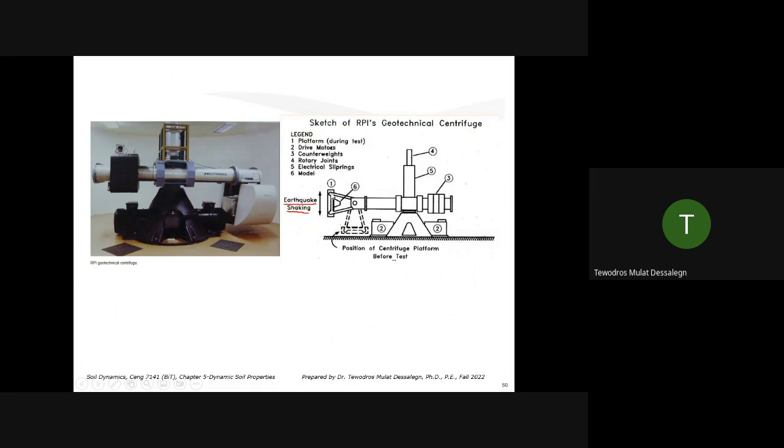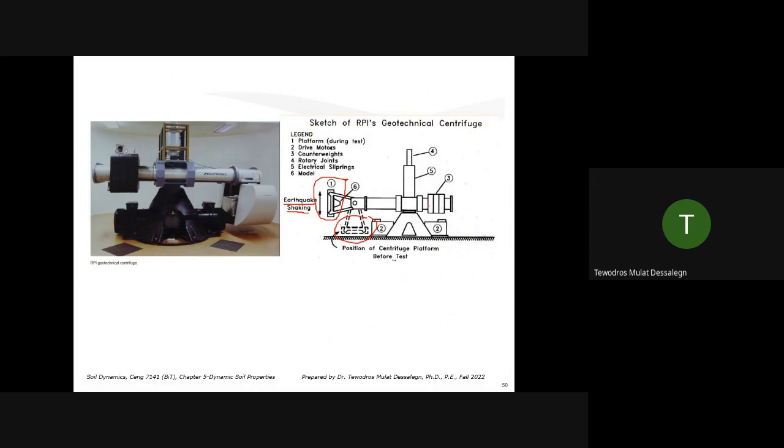So the idea of what it does: you see here the model and platform during the test. The model gets in here. Once you have your calibration and everything, you put the sample here. And when it spins, this gets into this position. It's loose, like a hinge joint. If you spin it at a high G, it becomes horizontal. It moves this way. So whatever you see here during the spinning, it's like this.